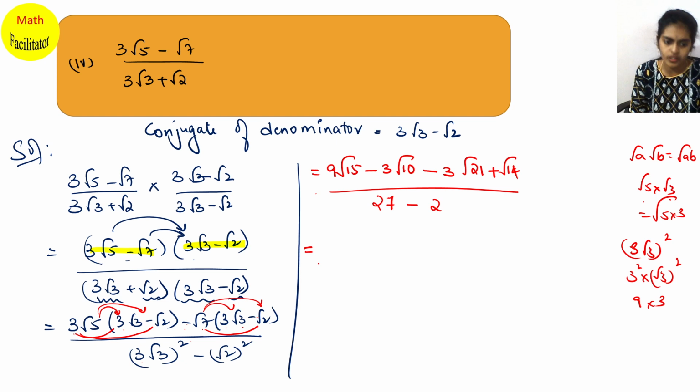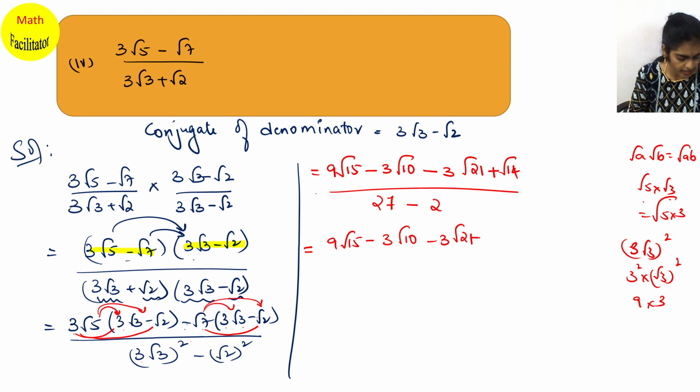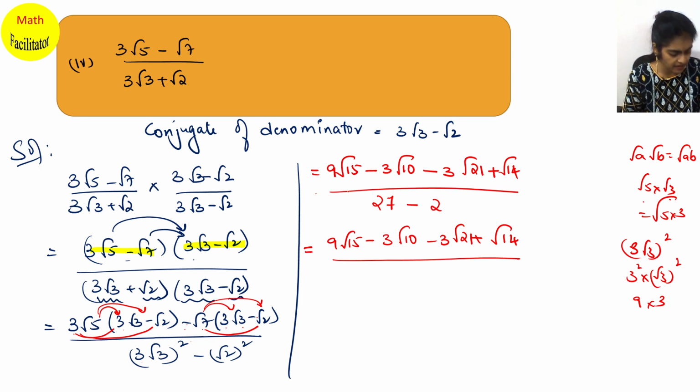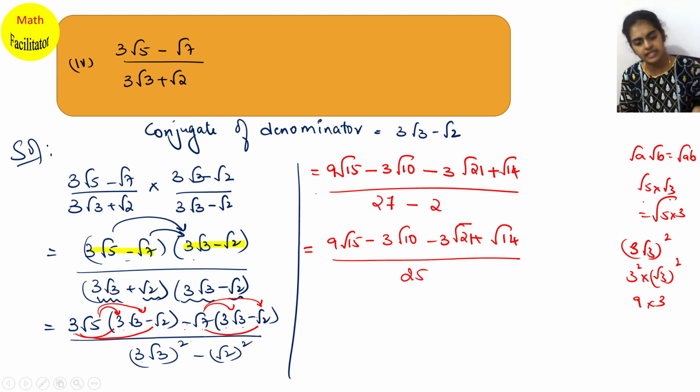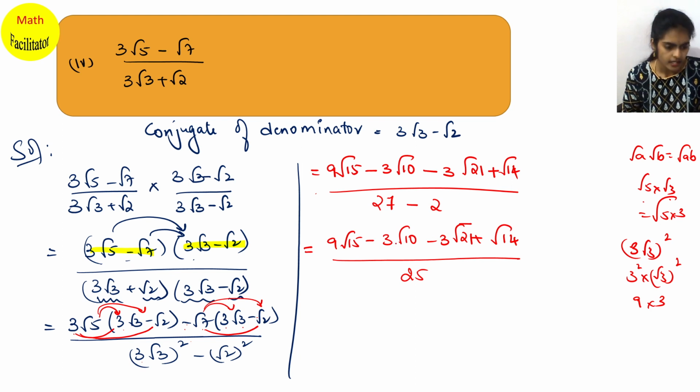Right, so that is equals to, now let us write the entire numerator in an order. So what do you get? See here, 9 root 15 minus 3 root 10 minus 3 root 21 plus root 14 whole divided by how much do we have here? So you have 25, 27 minus 2 is 25. You can leave your answer here. Okay, you can leave your answer here if you want, right? So that's it.